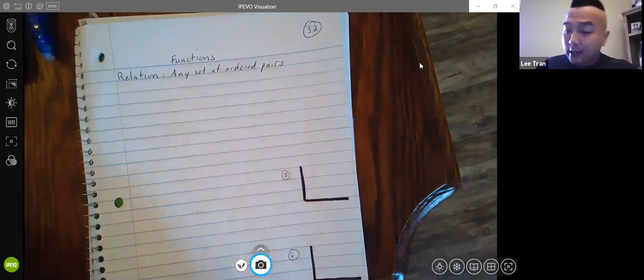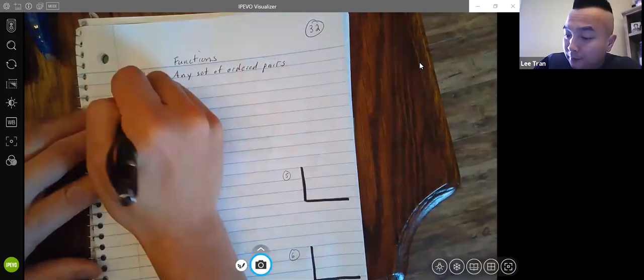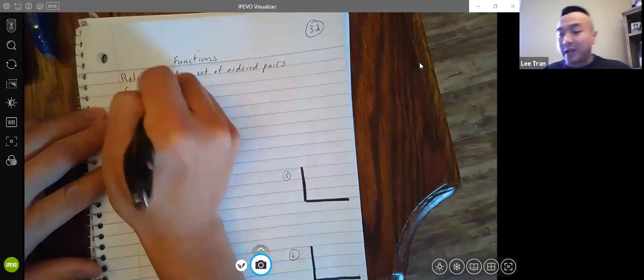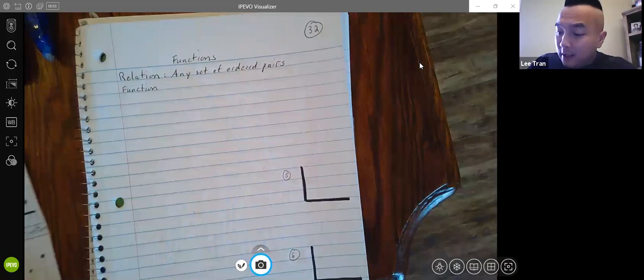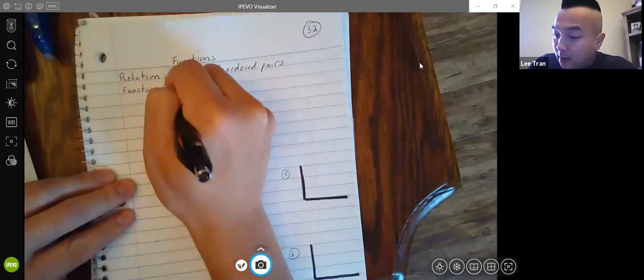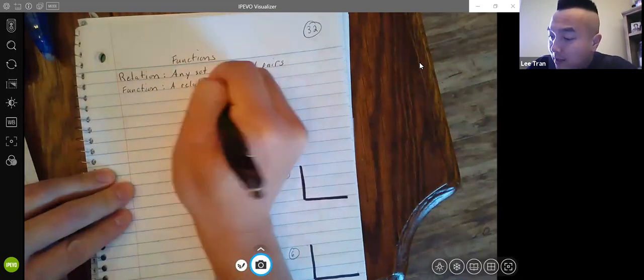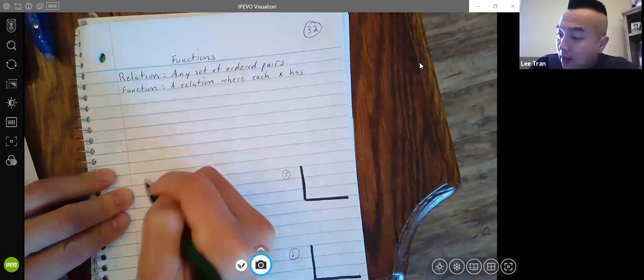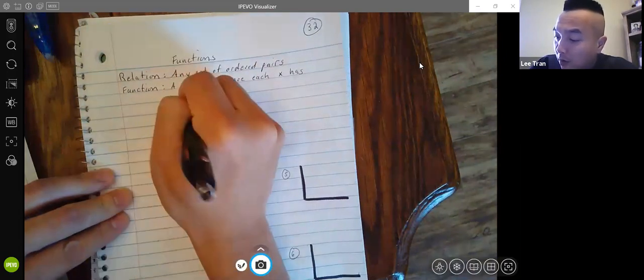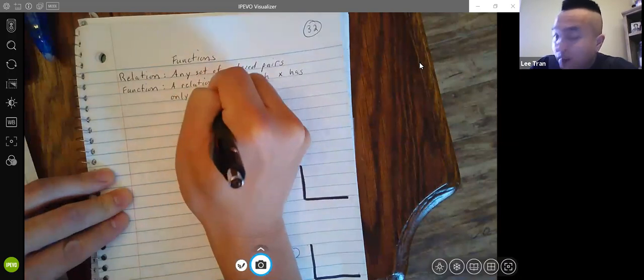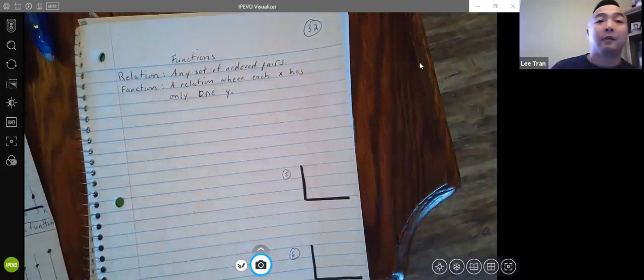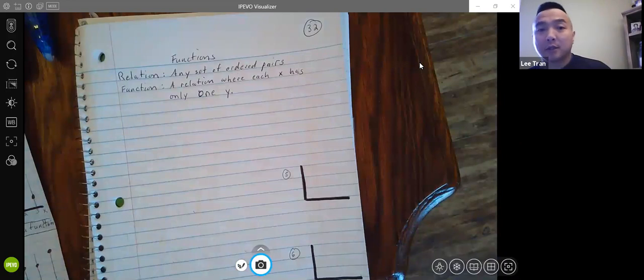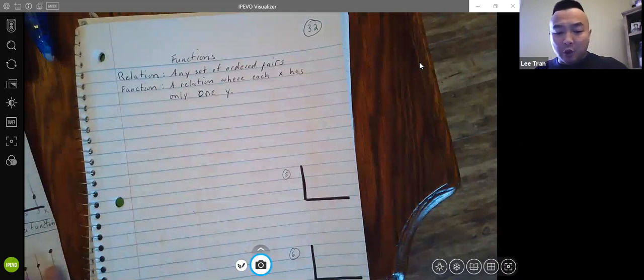And then the next definition is a function, because a function is a special type of relation. A function is a relation where each x has only one y. So a relation is any set of ordered pairs. A function is a special type of relation where each x has only one y. The definition will help some of you, but I think the visual cue will help most of you.